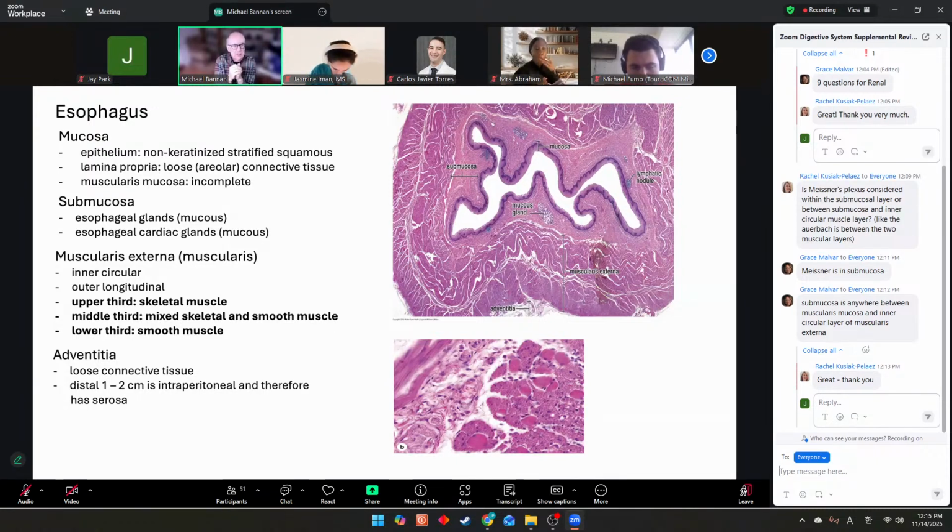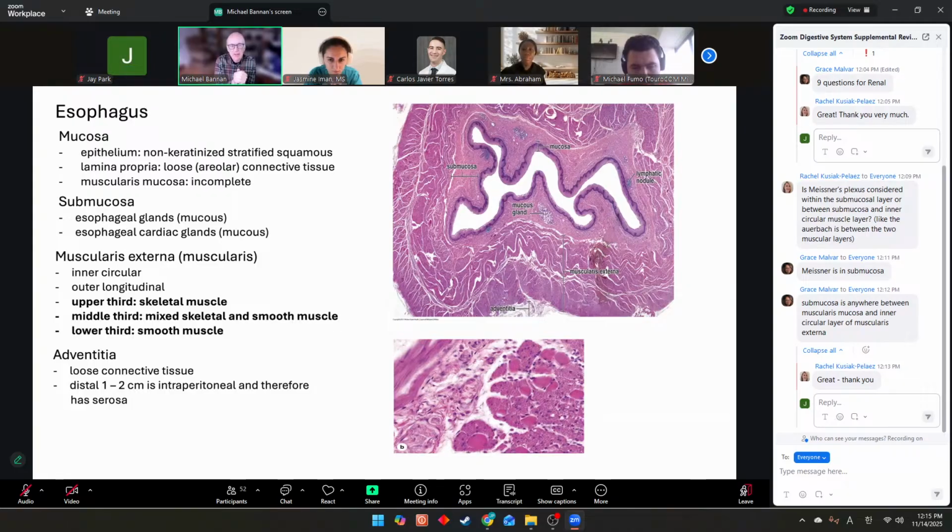So let's just break this down a little bit. We know that the mucosa has 3 components from inside to outside: epithelium, lamina propria, muscularis mucosa. Now, one slight variation in the esophagus is the muscularis mucosa is incomplete. So if you take a sample of the esophageal mucosa, at one place you may see a defined muscularis mucosa, but in another sample you may not, because that structure is incomplete in the esophagus.